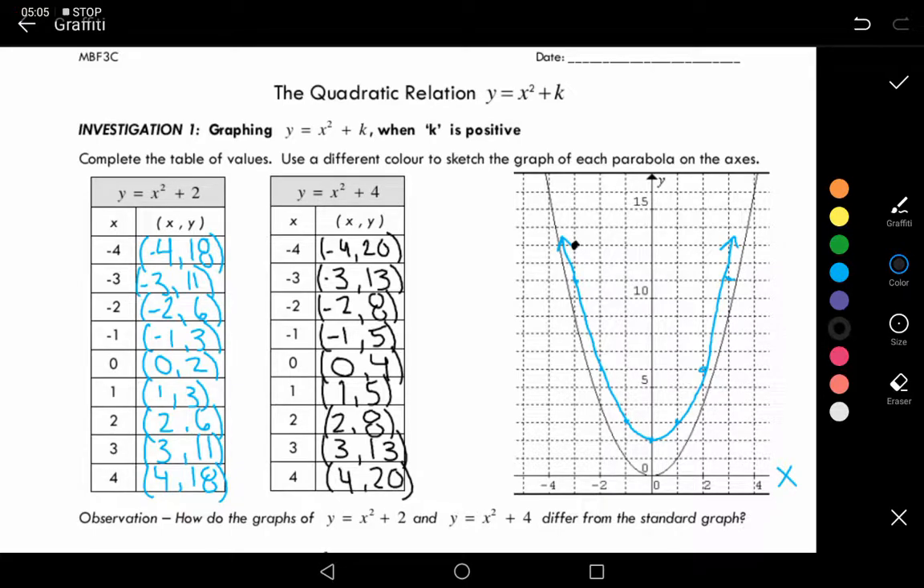Negative 2, 6. Oh, I'm looking at the wrong one. Negative 2, 8, rather. Okay, which will be there. Negative 1, 5, 0, 4, and again, making that symmetrical on the other side.